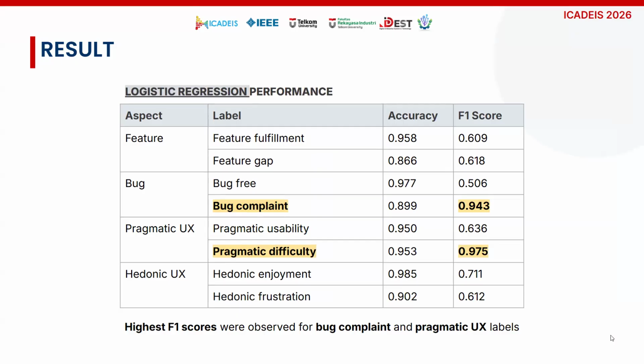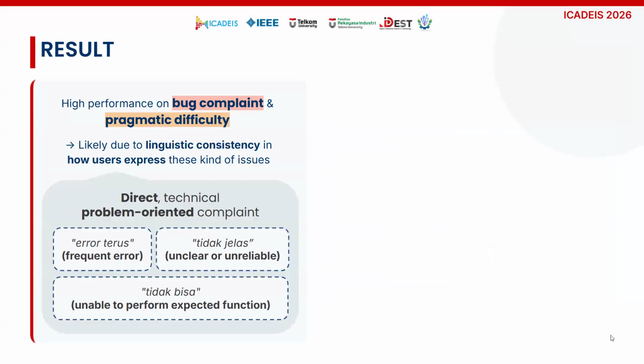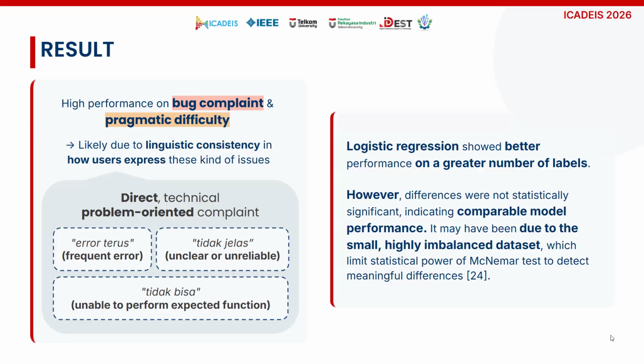So as you can see, the highest Apple scores were observed for the Bakalpa and Mathematics levels. Okay, next. This might be due to the linguistic consistency in how the user of the C access expresses this kind of issues. Next. These some of the examples of the phrases they use, like using direct and technical problem-oriented program when they're talking about Bakalpa and Mathematics. Okay, another insight is that the linguistic version showed very performance indicated on top of the levels.